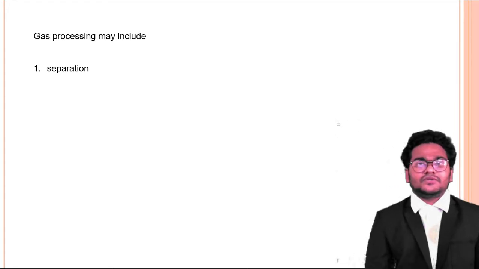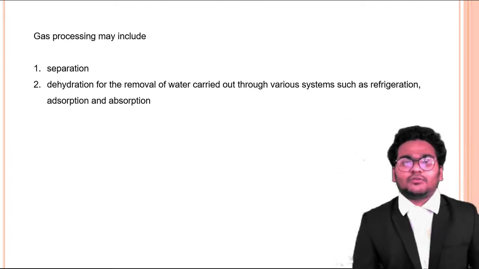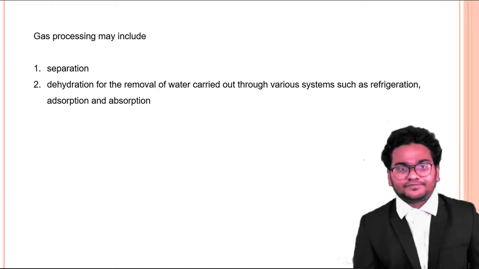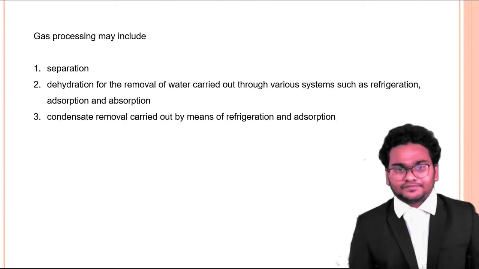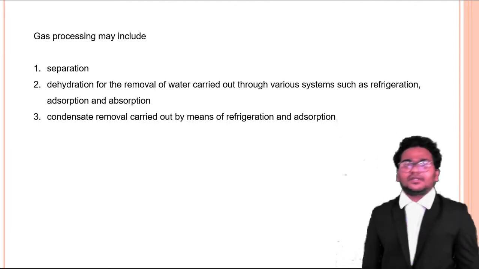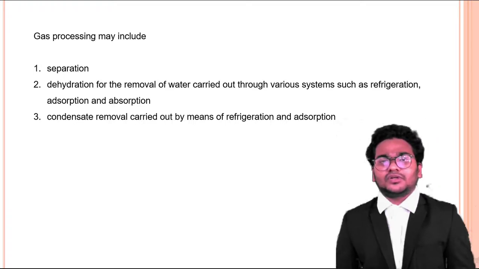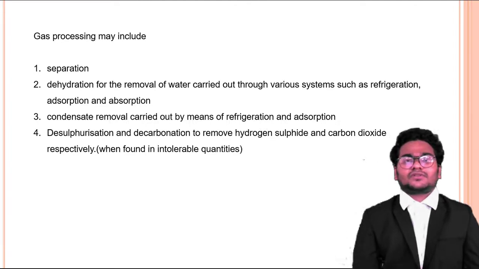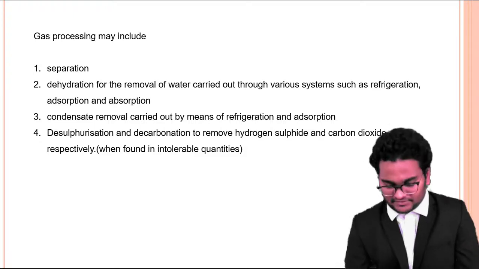So first of all, we do separation. Then we have to dehydrate to remove the water which is inside the hydrocarbon feed we are getting from the bottom. Next is condensate removal, meaning the unwanted material, by refrigeration or absorption. For water we use dehydration and evaporation, and for condensate removal we use refrigeration or absorption processes. For the removal of sulfur we use desulfurization and sweetening processes.